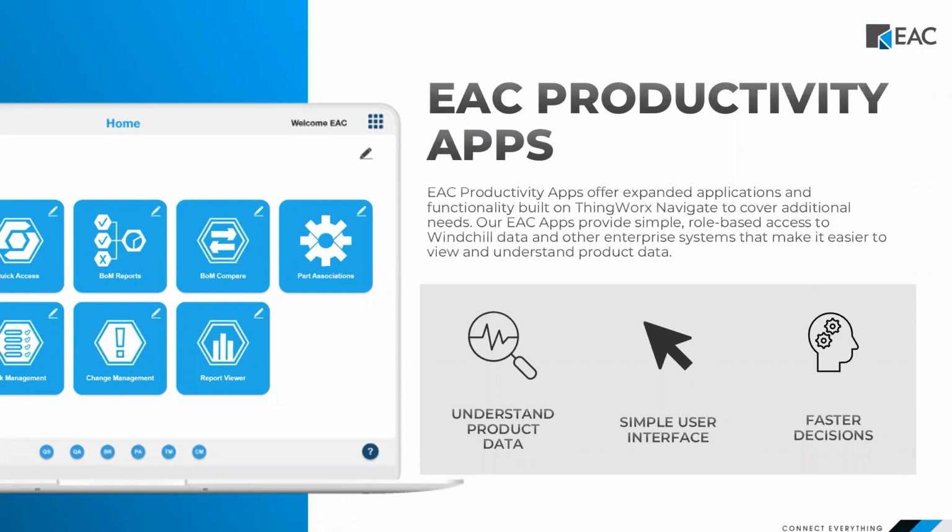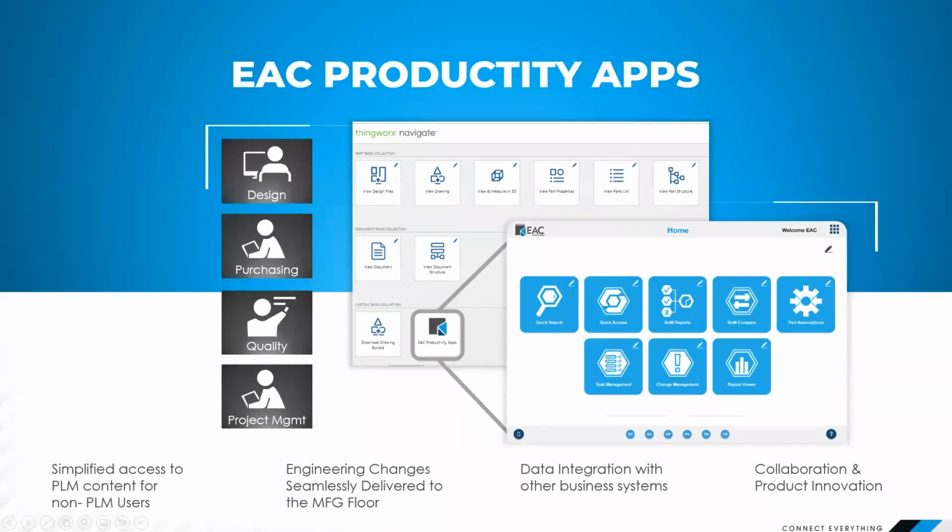By using the building blocks of PTC's ThingWorx Navigate, the EAC apps provide simplified and role-based access to Windchill data. Whether you are from engineering, manufacturing, marketing, or even purchasing, you can now access all this critical information within one simple interface without interrupting your peers. Some key functionalities are product and part information search, change request creation and management, and reporting and tracking information. All of this information can now flow seamlessly between the apps.